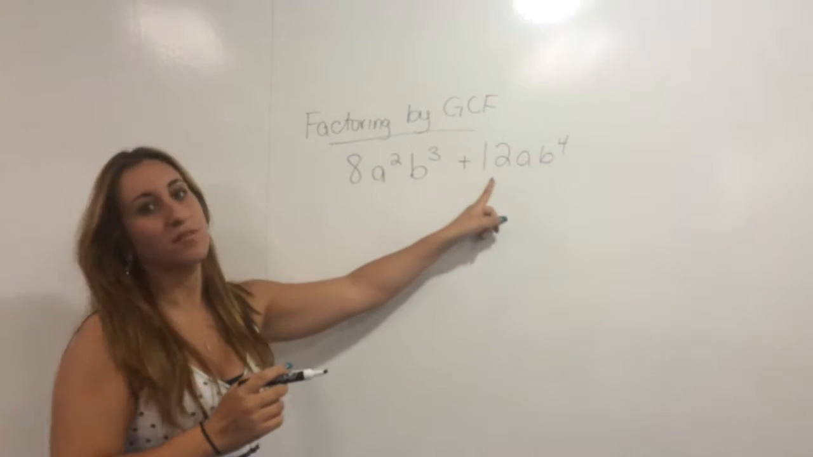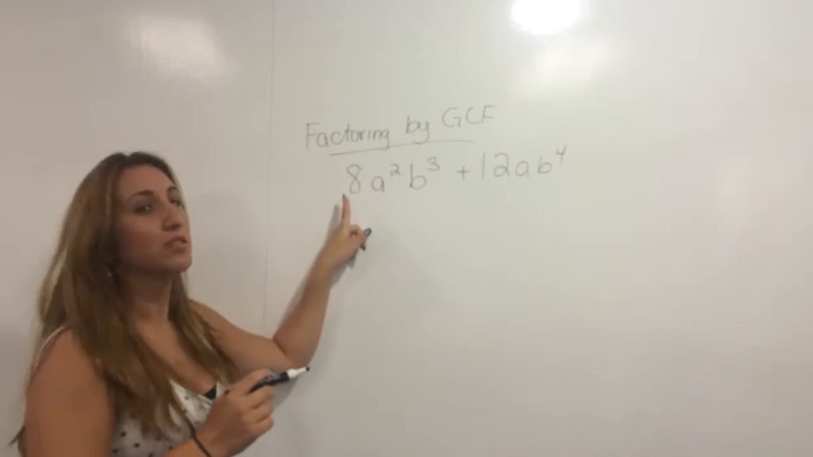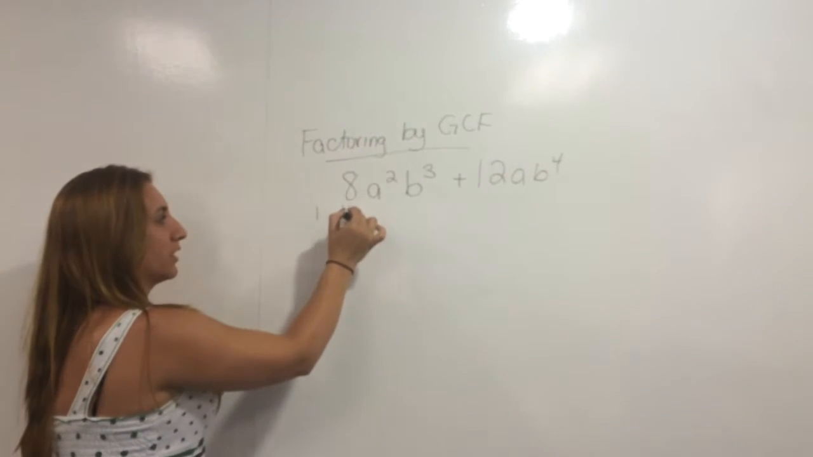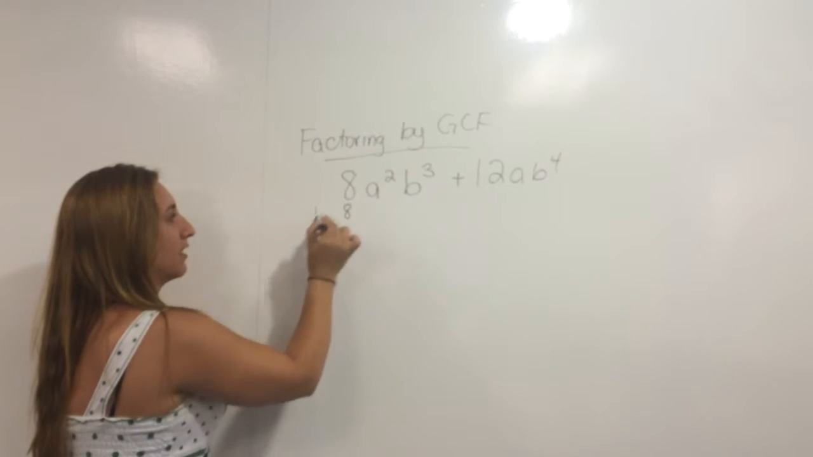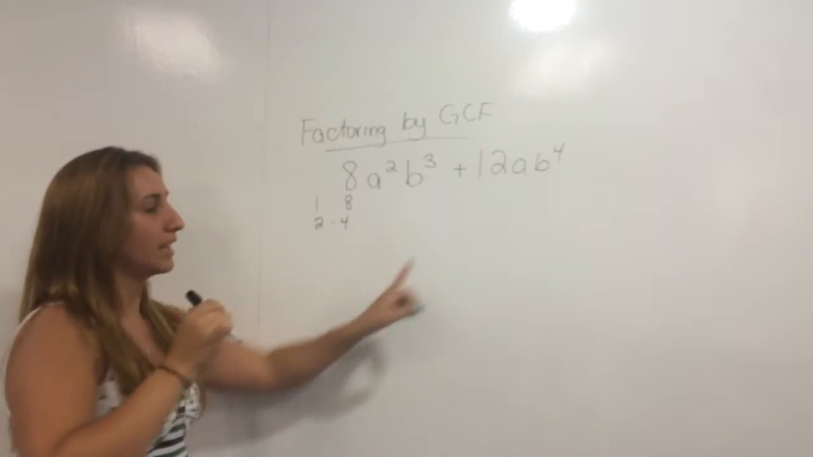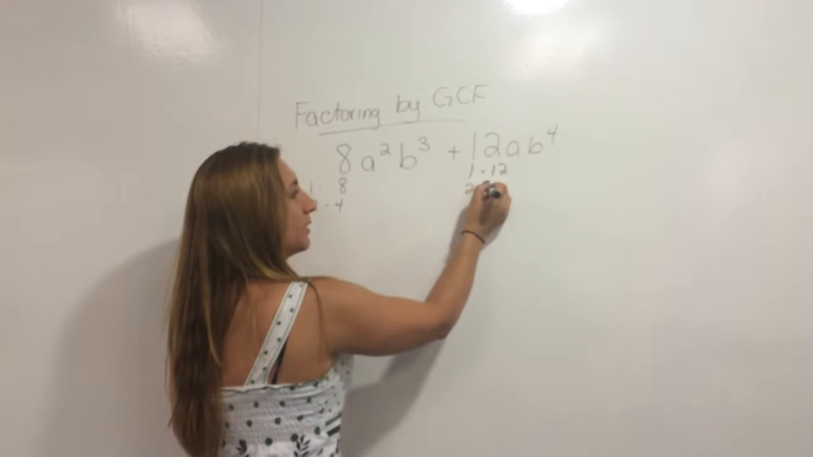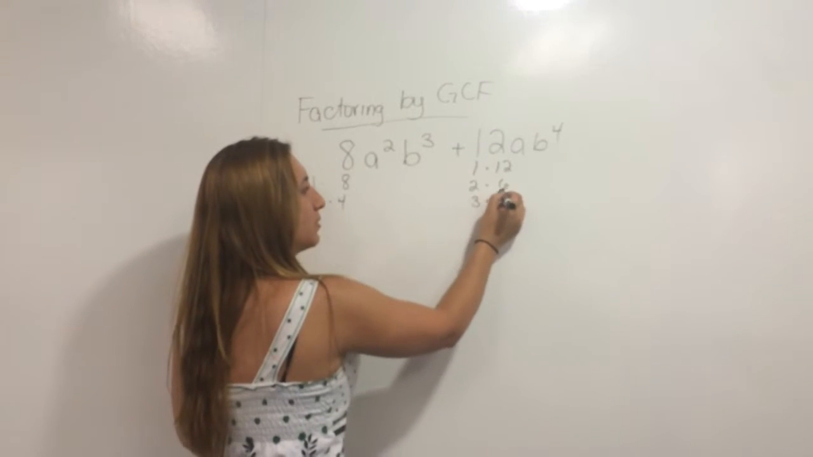So we want to look at each of the factors. So let's do the numbers first. So we want to do the factors of 8. So what multiplies to get you 8? We have 1 times 4, 1 times 8, and 2 times 4. Now let's look at 12. We have 1 times 12, 2 times 6, 3 times 4.